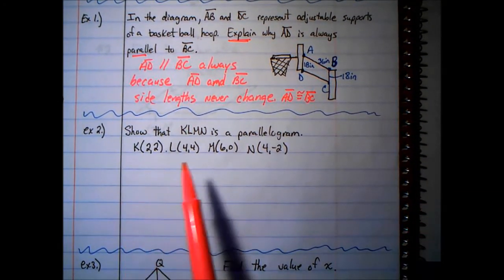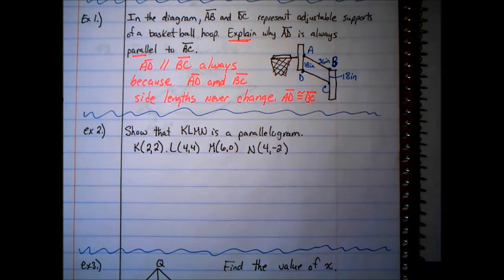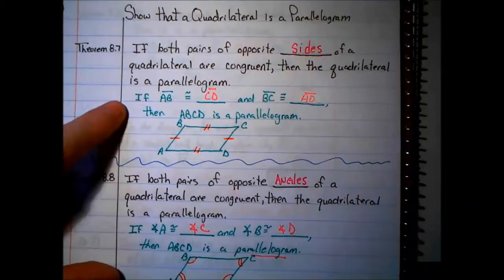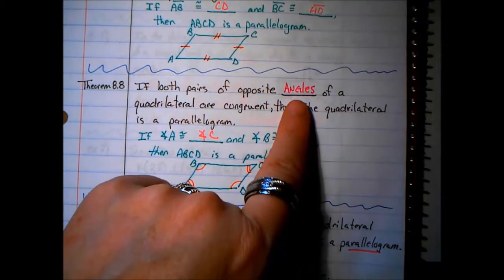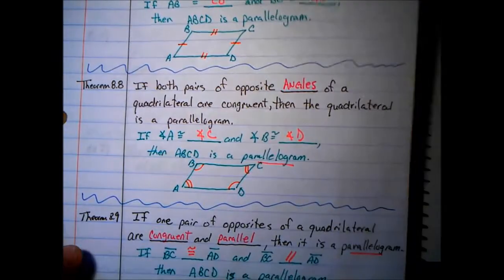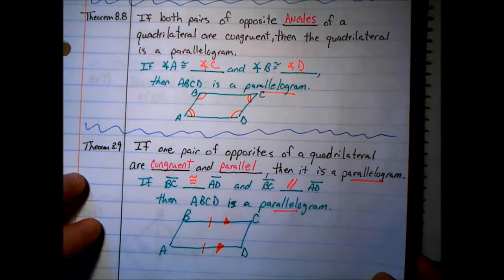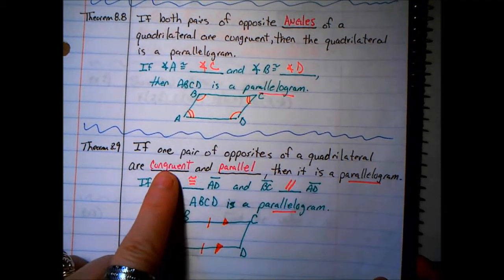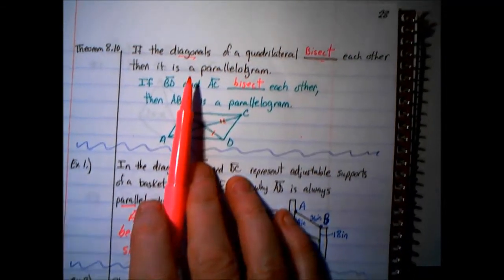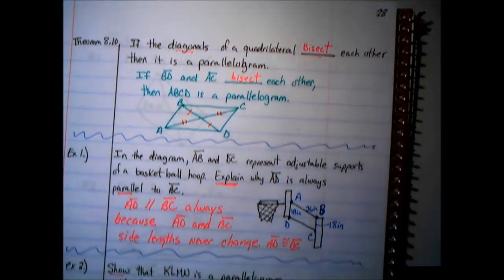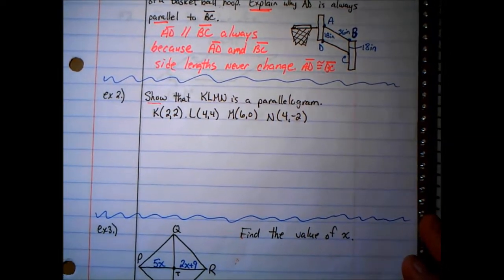Alright, example 2 says show why KLMN is a parallelogram. Now, to be able to show that this is a parallelogram, I'm referencing all the theorems that I just had. I can show that opposite sides are congruent. I can show that the opposite angles are congruent, which for this one actually I cannot do, because they give me coordinates on this. I can show, like 8.9, that one set of sides are congruent and parallel, or I can show that the diagonals bisect each other. So I do have some multiple options here.